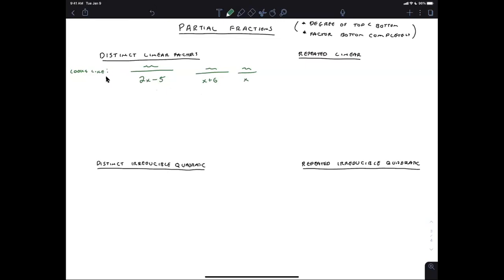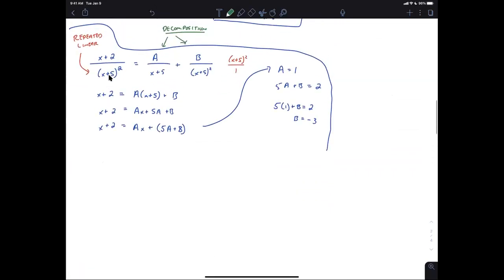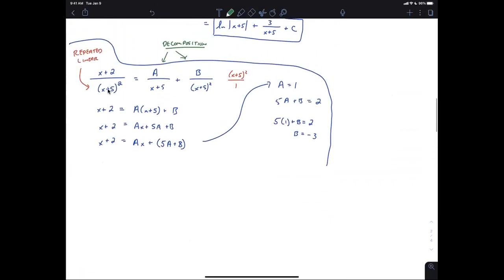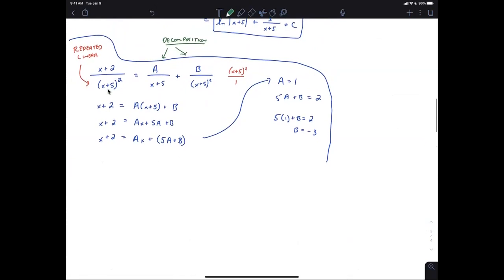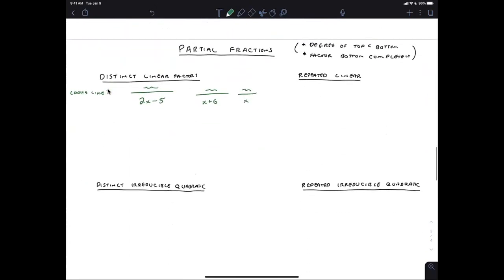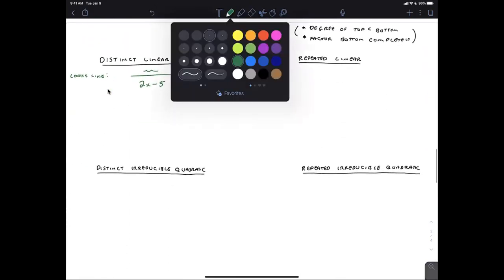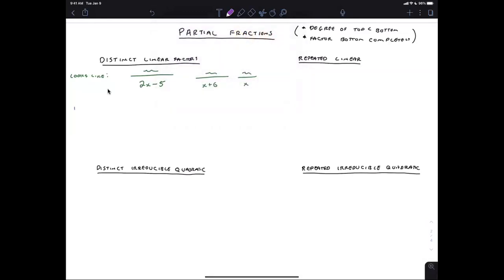What I mean by this is what it looks like once we factor the denominator out like this. Does that make sense, everybody? Okay, so that's what it looks like. We want to know, what does the decomposition look like?